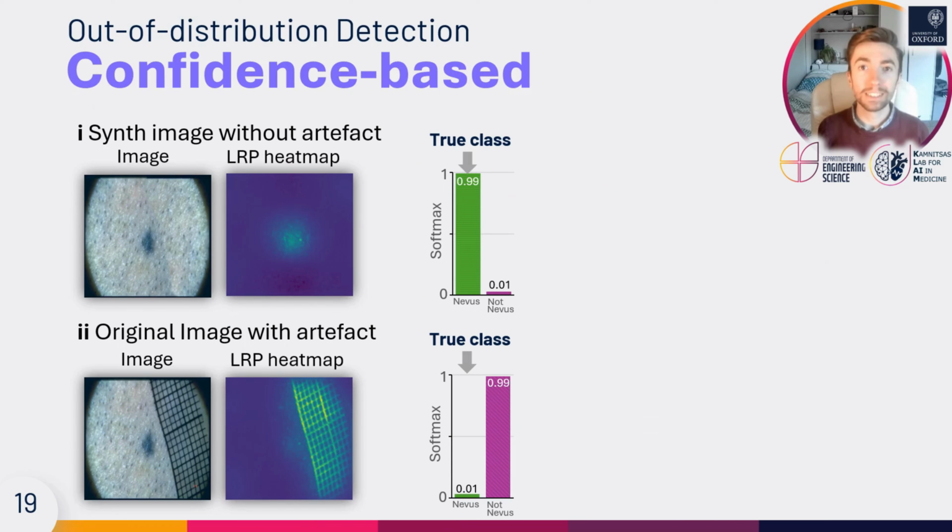On the top, we have our synthetic image without the artifact. On the bottom, we have our original image with the artifact. Looking at the LRP heat map with the artifact, we see that the ruler is mainly highlighted. This suggests it's having a significant impact on the model's prediction, despite the fact it's not even in the training data. To the side, we have the softmax distributions. Without the artifact, the model's prediction is both confident and correct. However, with the artifact, the model's prediction is now not only incorrect, but it is also made with high confidence.